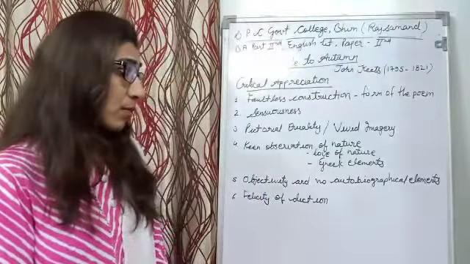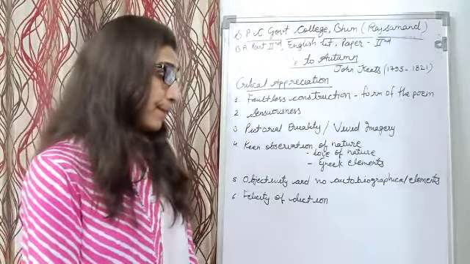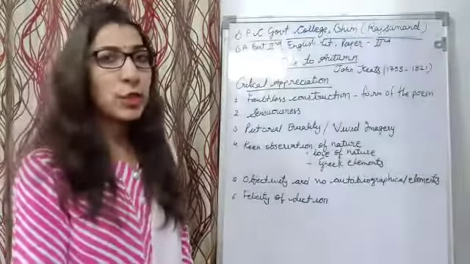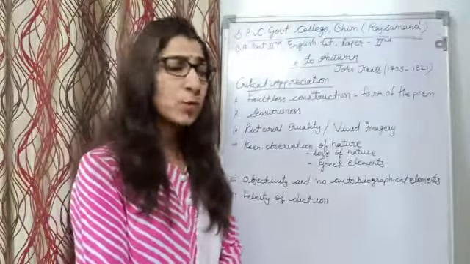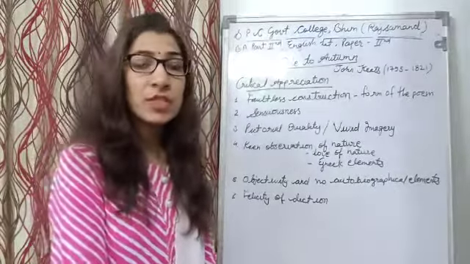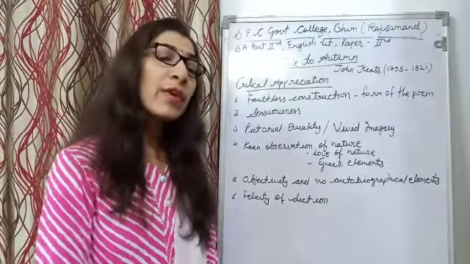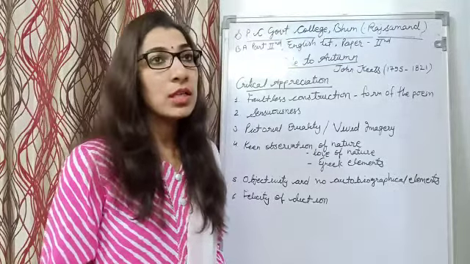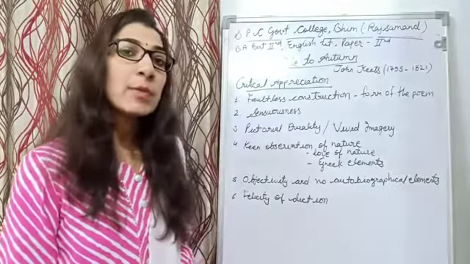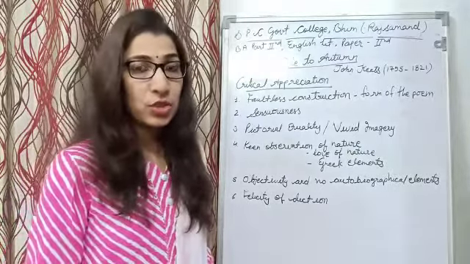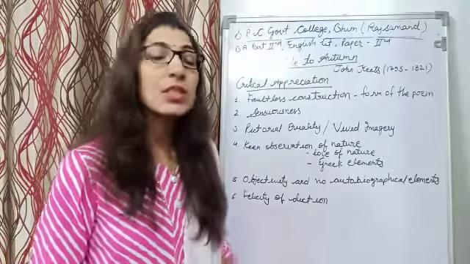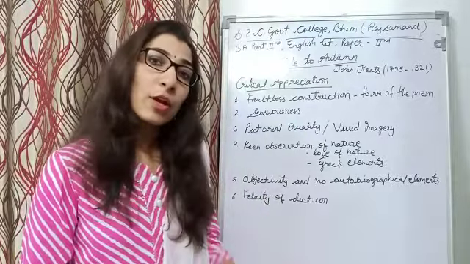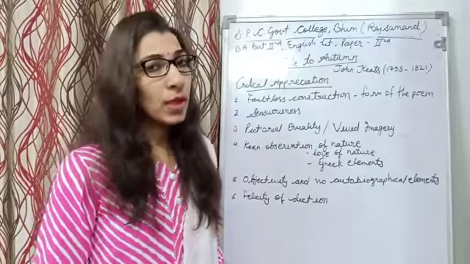Another characteristic of this poem is that it has objectivity. Nowhere in this poem does Keats express his own emotions, his own feelings. He keeps himself outside of the picture. He only describes the season of autumn. There is no philosophy, no autobiographical elements in this poem.